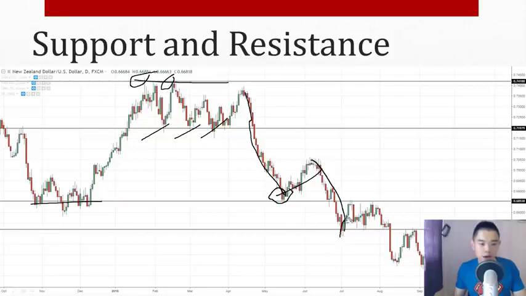Then it goes back higher, retests previous resistance, which now acts as support. Then it hit down lower, retested this support, a slight bounce towards this resistance, broke down, retested prior support, which turned resistance, and you get my point. So these are all support and resistance on your chart.